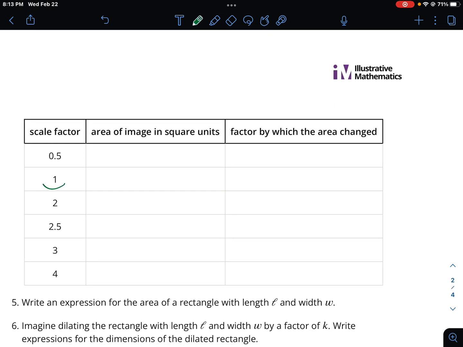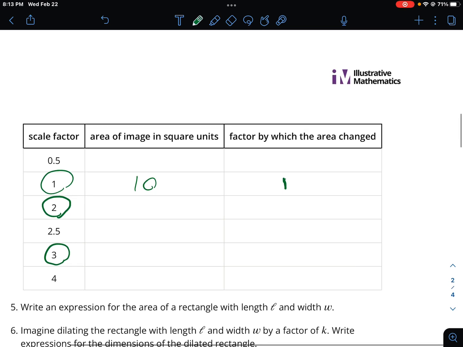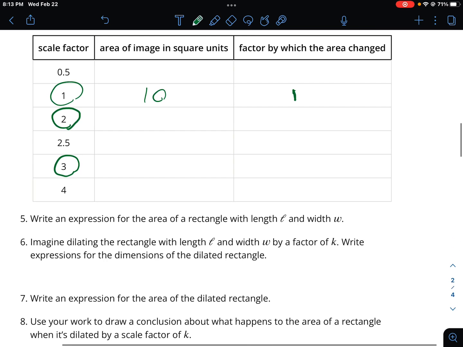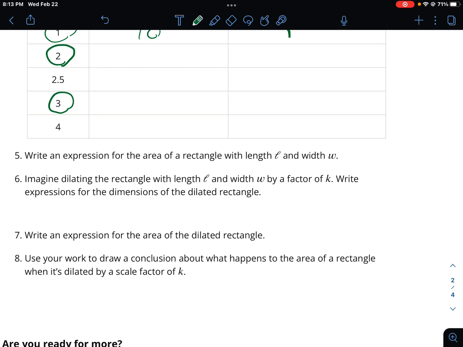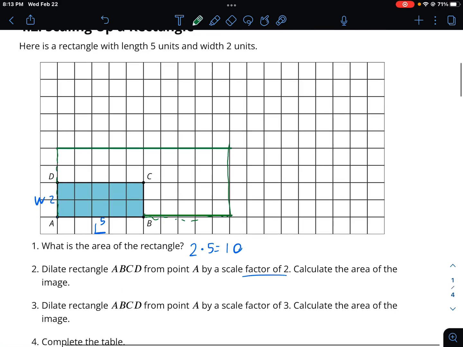This is the original. The area was 10. The factor by which the area changed was the same, it was just 1. It didn't change at all. Then you did 2. Then you're doing 3. I'm going to go over exactly how to do number 2 here, and then I'd like you guys to please complete the table and all of the questions down below up to 8. After you're done with that, we're going to do number 10, I believe.